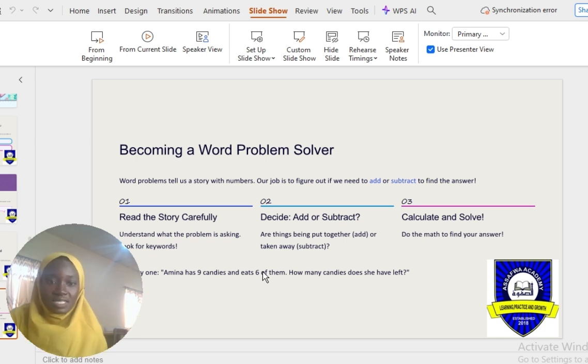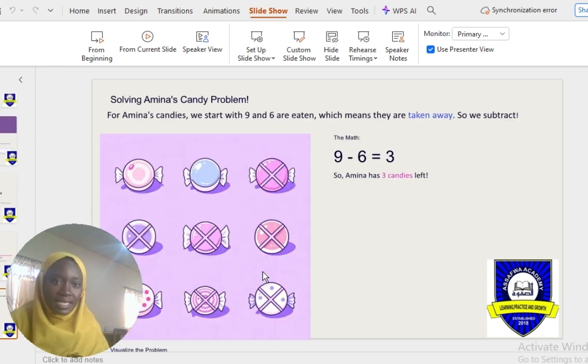Now I have an example for that. Amina has 9 candies and eats 6 of them. How many candies does she have left? Let's look at it. For Amina's candies, we start with 9, and 6 are eaten. After eating 6 out of that 9, it means they are taken away. So we subtract 9 minus 6, which will give us what? 3. When you take away 6 from 9, you get 3. So Amina has 3 candies left.